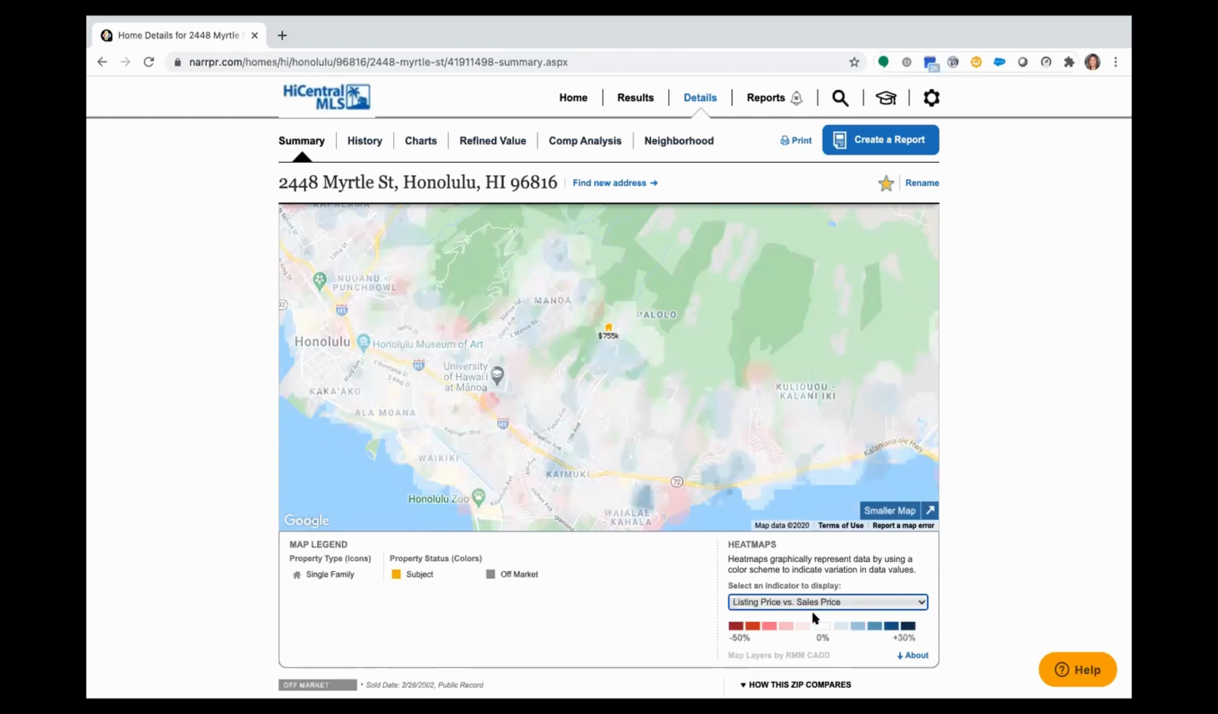You have your list price versus sales price. So this one is going to show these little pockets of blue. These little pockets of blue are where you have properties selling. The deeper the blue, the higher increment of sales price over list price.